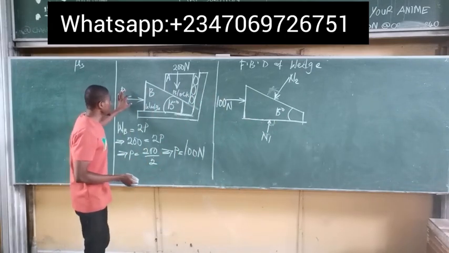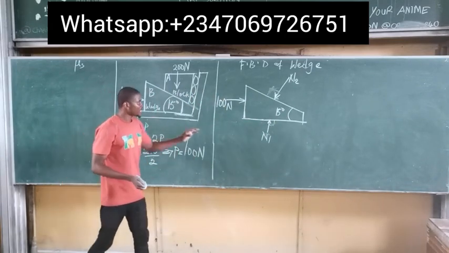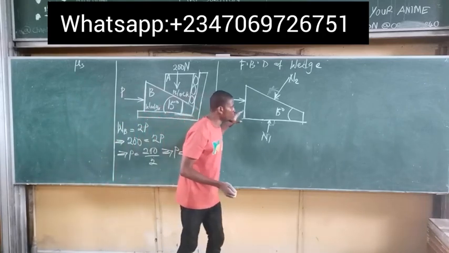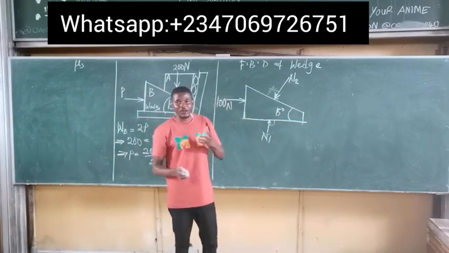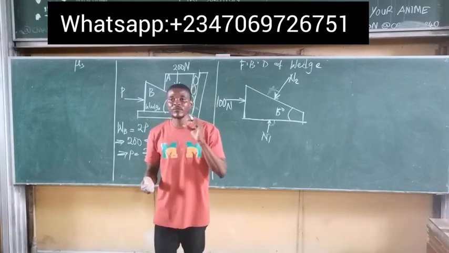Now, we apply this load P on the wedge, and this load pushes this wedge to move to the right. And frictional force is always what? An opposing force.